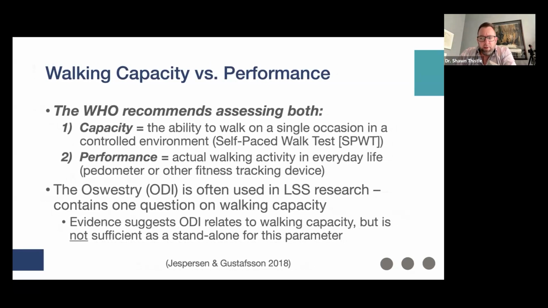What about walking capacity versus performance? I've mentioned this a couple of times. The World Health Organization recommends assessing both. Capacity from a definitional perspective means the ability to walk on a single occasion during a testing controlled environment. In Older and Bolder, I talk more about the self-paced walk test, and you can look that up online as well. Compare that to performance, which is like how many steps are you doing in a day? This is where pedometers are great. This is where smartwatches are great, and activity trackers can give us an idea of it. And if these patients have had a phone in their pocket or an Apple Watch or a Fitbit on their wrist for 5 years, you have some data to look at.